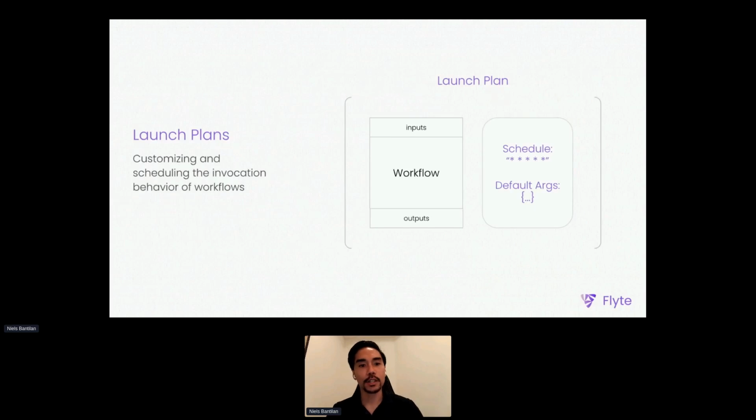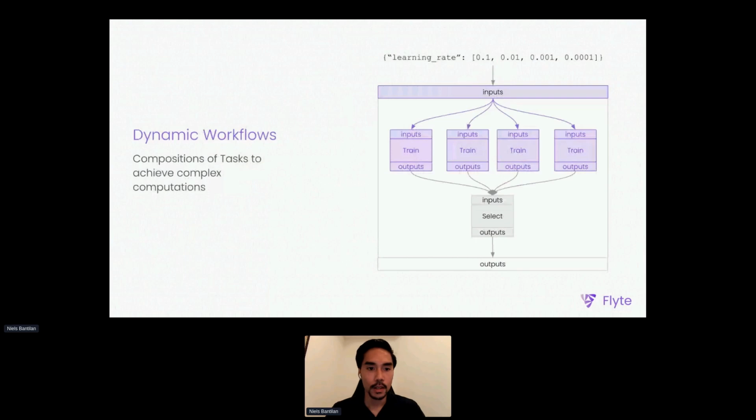A launch plan is essentially an abstraction on top of workflows that allows you to add additional specifications of how, if you want to run it on a schedule, you want to load it up with some default arguments. And dynamic workflows are supported in Flyte, where if you have an input that affects the actual shape of the execution graph, you can do that. You can give it some hyperparameters you want to tune over, and the shape of the graph will dynamically handle that.